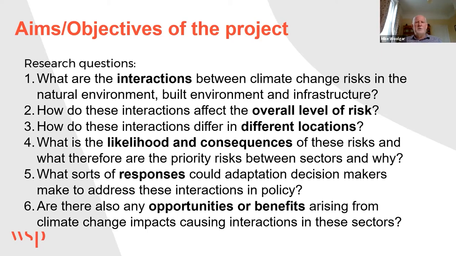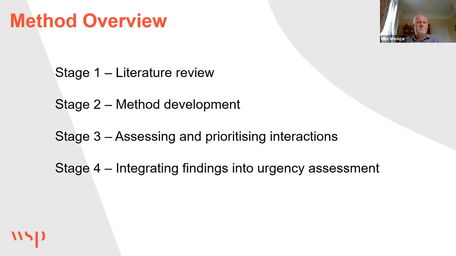What is the likelihood and consequences of these risks? What sort of responses could decision makers around adaptation make to address them? And then an important one: what other opportunities and benefits could arise from these interactions? So the black swan says bad, but are there any good things as well?